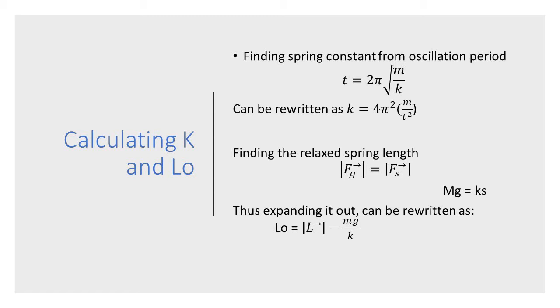Then to find the relaxed spring length, we know that F grav equals Fs, so mg equals Ks, where s stands for L minus L naught. Thus, expanding it out, it can be rewritten this way.